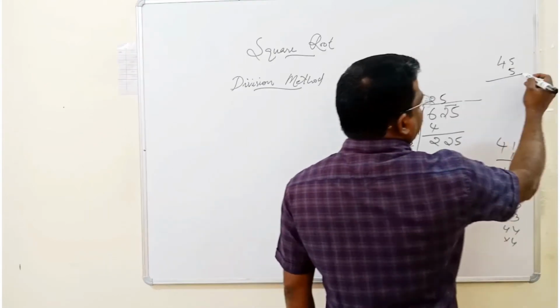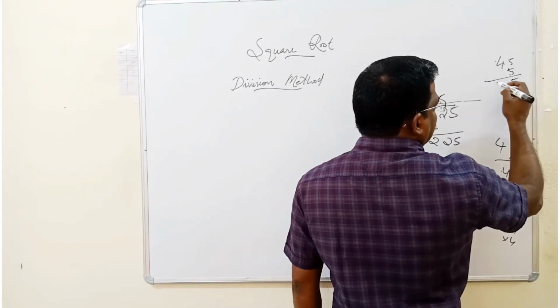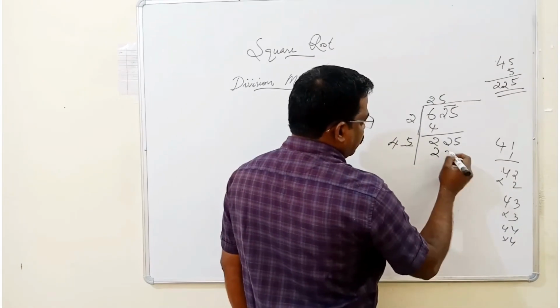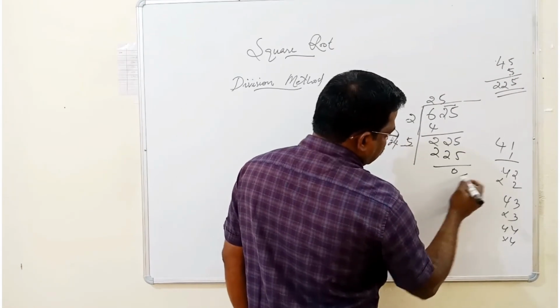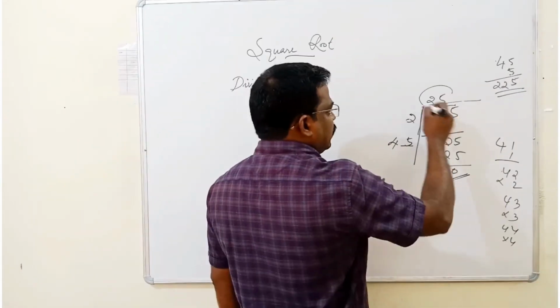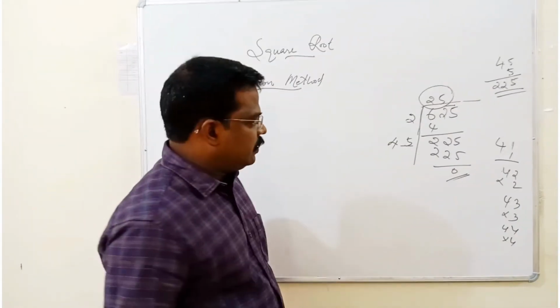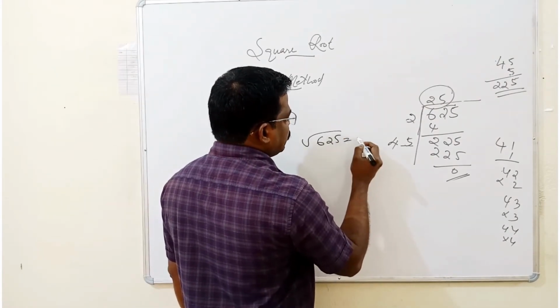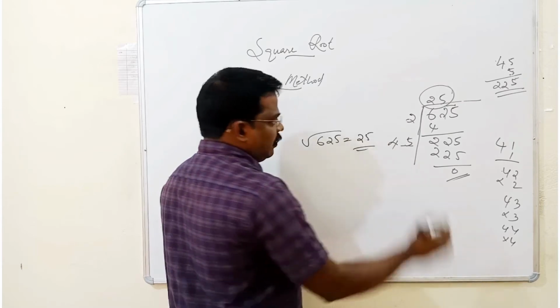Just to check, 5 5s are 25, then 225. Okay, so here 225 and we got 0. So that is a perfect square. Okay, then what is the quotient that we got? 25. That is the answer. So the square root of 625 is what? 25. How did we get that?